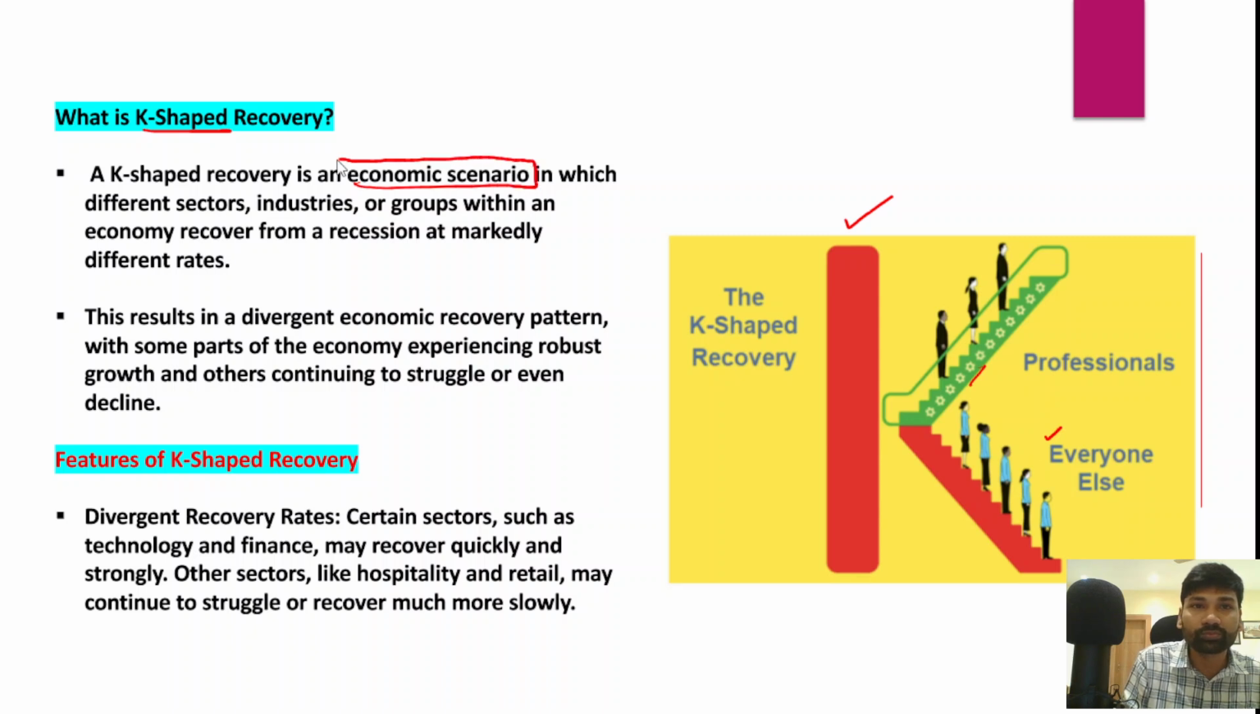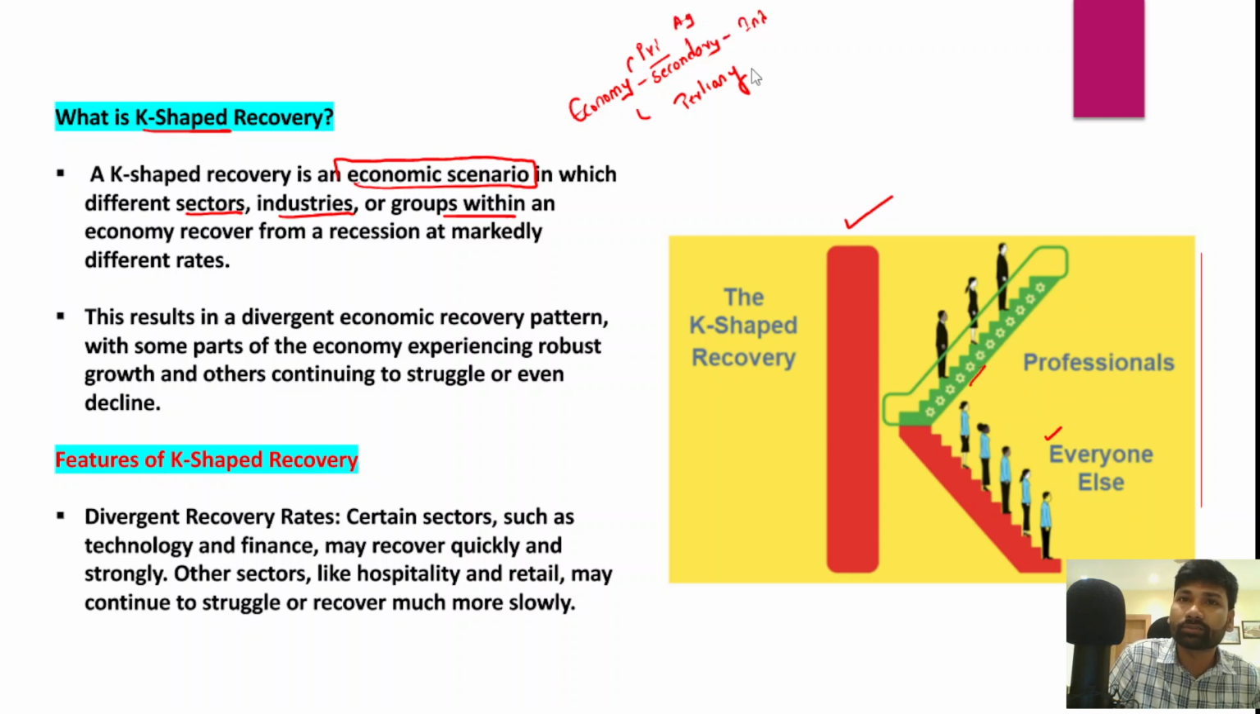It is an economic scenario in which different sectors, industries, and groups within an economy recover differently. Whenever we talk about the economy, it is a broader term, because the economy of any country includes the primary sector, secondary sector, and tertiary sector. The primary sector includes agriculture, the secondary sector includes industry, and the tertiary sector includes services. So there are a number of sectors, different industries, and different groups within the economy, and they would start recovering from a recession at different rates. That is known as K-shaped recovery.